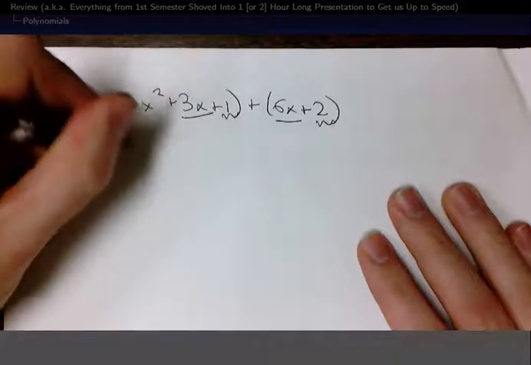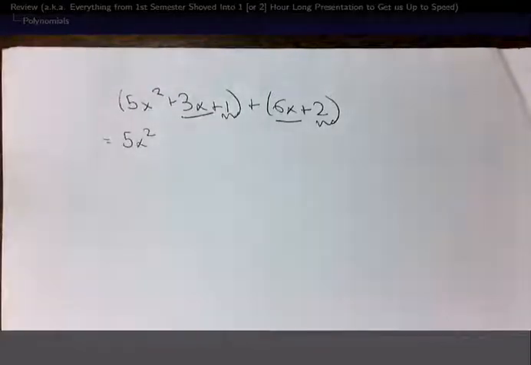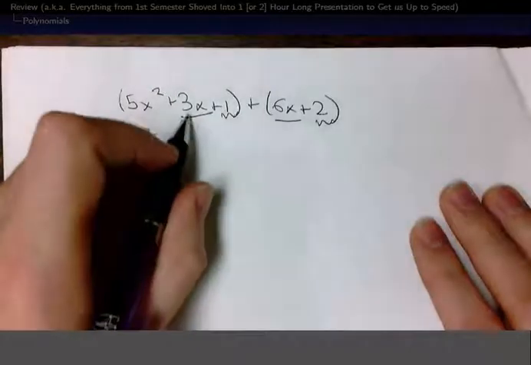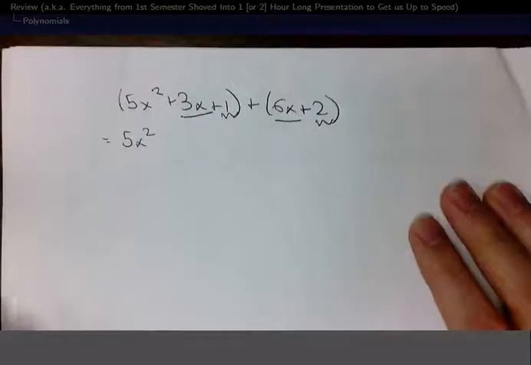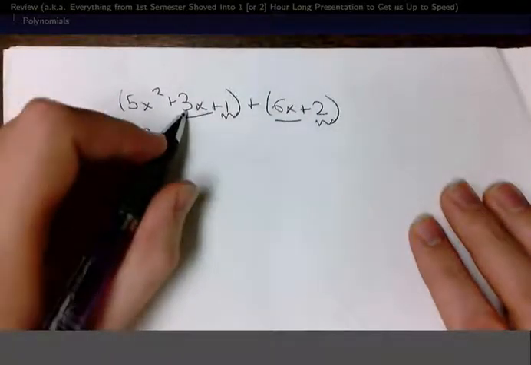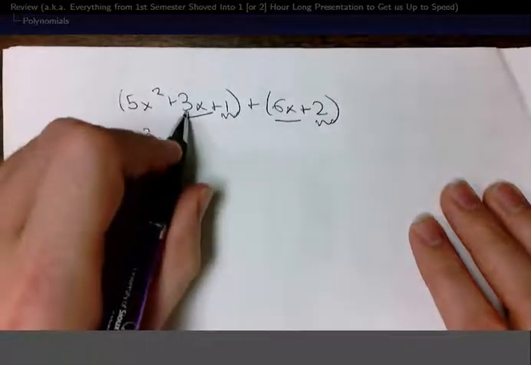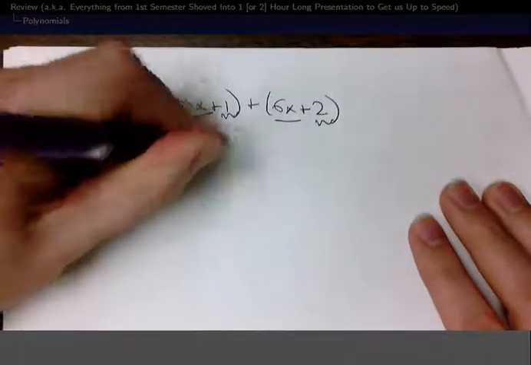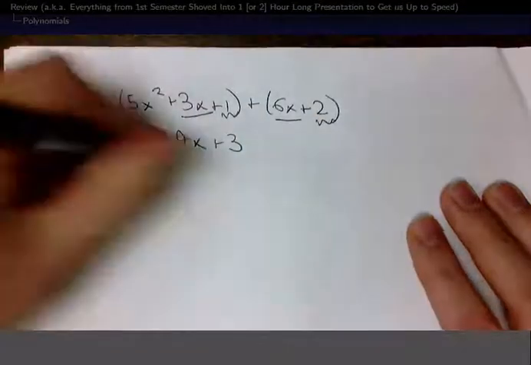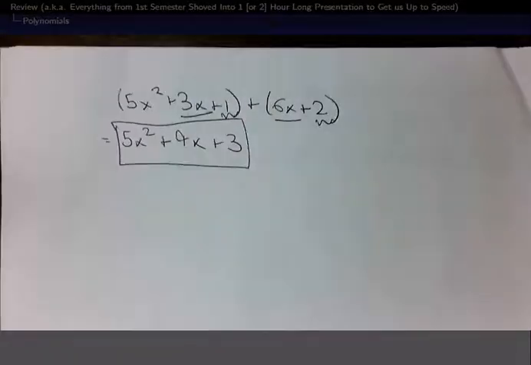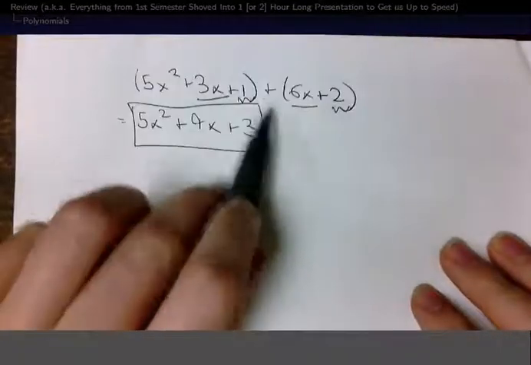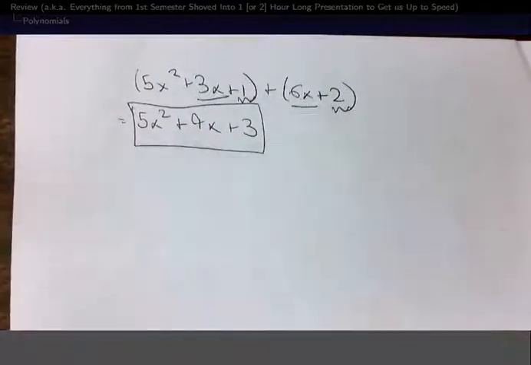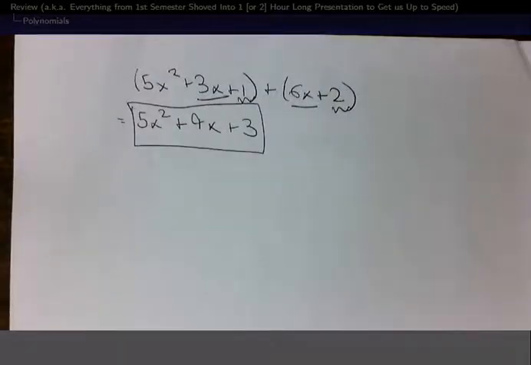So to add these two, again, the 5x squared is just going to come along for the ride. And then we're just going to add the coefficients of the like terms here. So the coefficients are just the numbers in front of my variables. So we're just going to take 3 plus 6. So that's going to get us 9x. And then 1 plus 2 is going to get us 3. And that's how you add two polynomials. And similarly for subtraction, we just subtract like terms if there was a subtraction sign there.